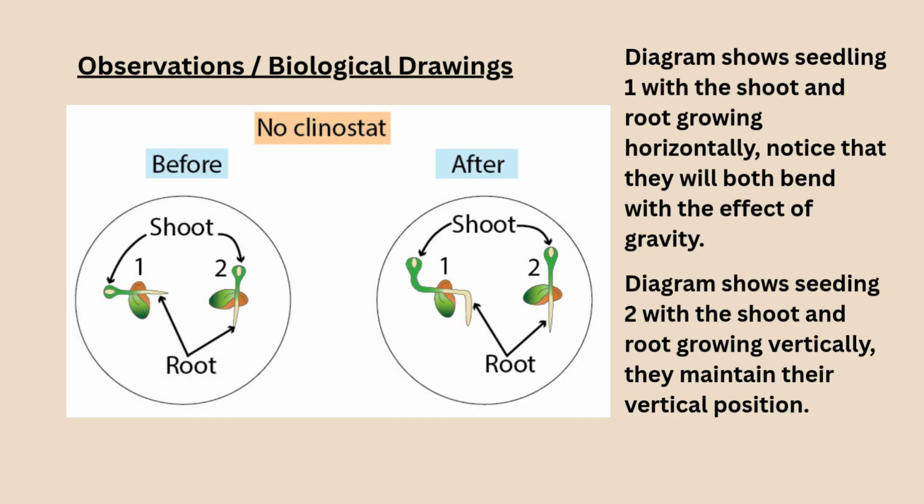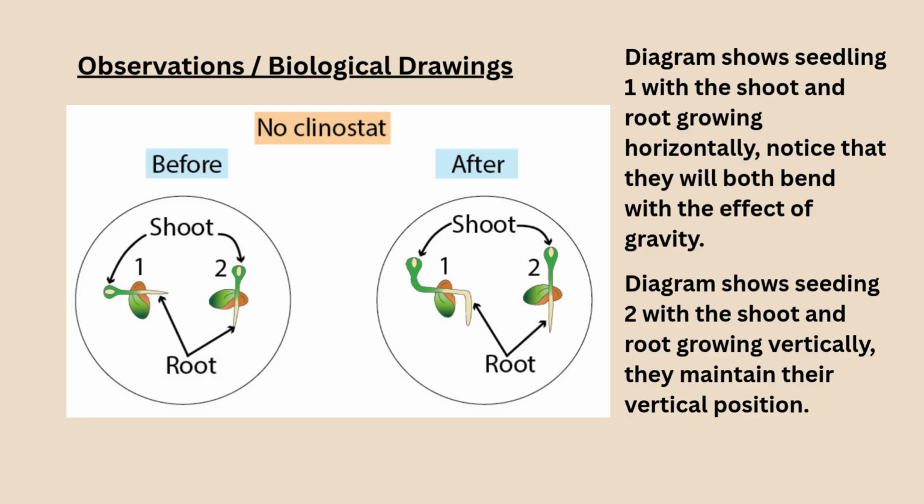If we look at the petri dish that has the before diagram and has not been placed onto a clinostat, you will see that number 1 has been placed horizontally but number 2 has been placed vertically. Now, as it's allowed to grow, you will see that afterwards it has bent for number 1, but number 2 has continued growing in the straight direction.